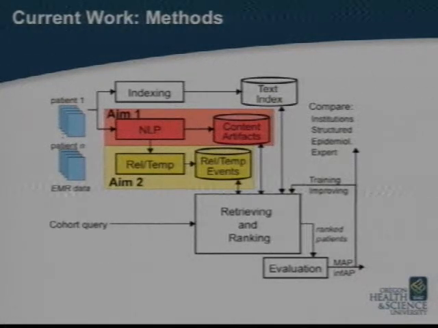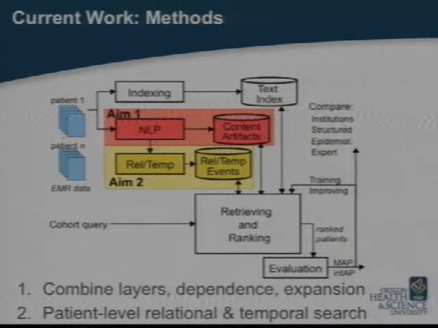We're going to be going through natural language processing to add those additional layers labeled content artifacts here. Additionally, aim 2 is going to be, hopefully, adding stuff that you're going to see in the second half of this talk. So hopefully the direction we're working on right now is combining layers, term dependence, and query expansion. And then we'll look at this relational and temporal kind of search.